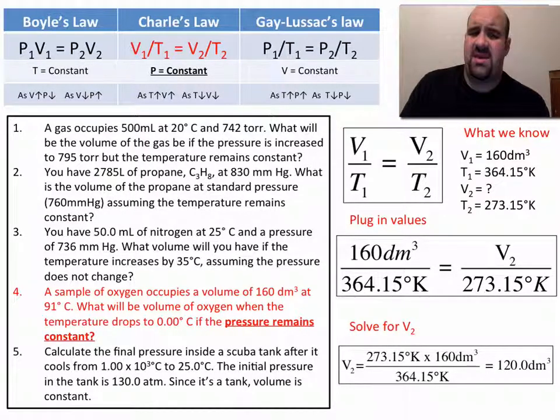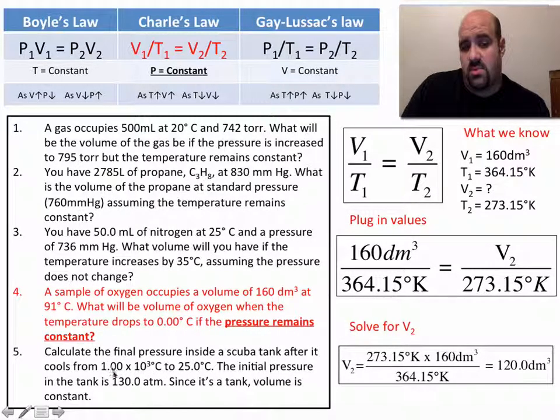So that's how we solve those, and the last gas problem is, of course, going to be the one we didn't use yet. Calculate the final pressure inside a scuba tank after it cools from 1 times 10 to the third, 1,000 degrees Celsius, to 25 degrees Celsius. The initial pressure in the tank is 130 atmospheres. Since it's a tank, the volume's constant.